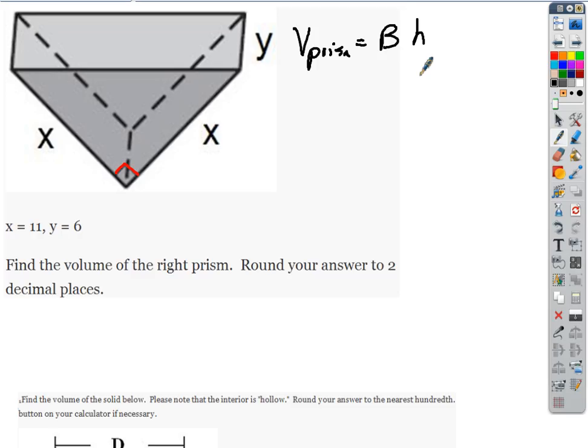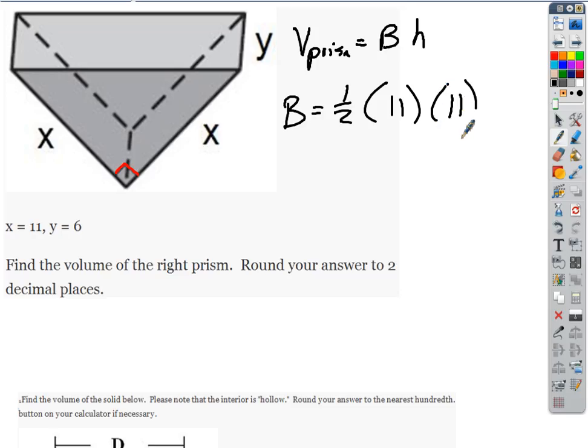Yeah, good. So B would just be 1/2 times the base of the triangle, which would be x, right? So 11 times the height, which is x. So 11. So I get half of 121, which is 60.5. Is that right? Well, we can do that on our calculator.